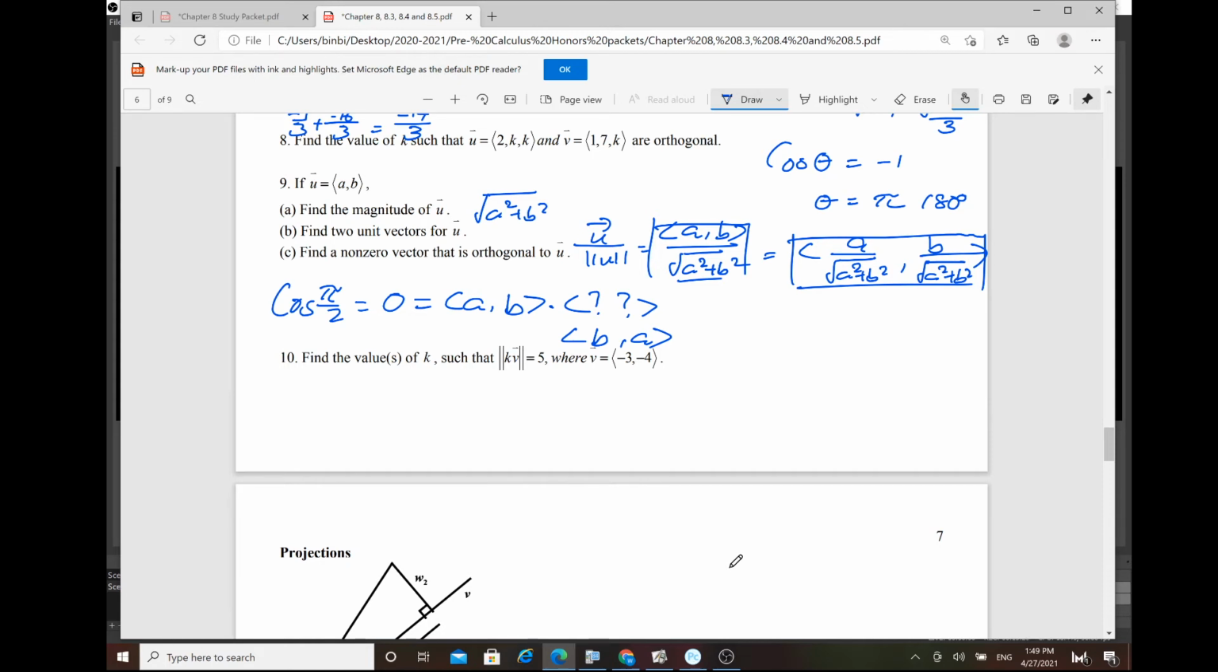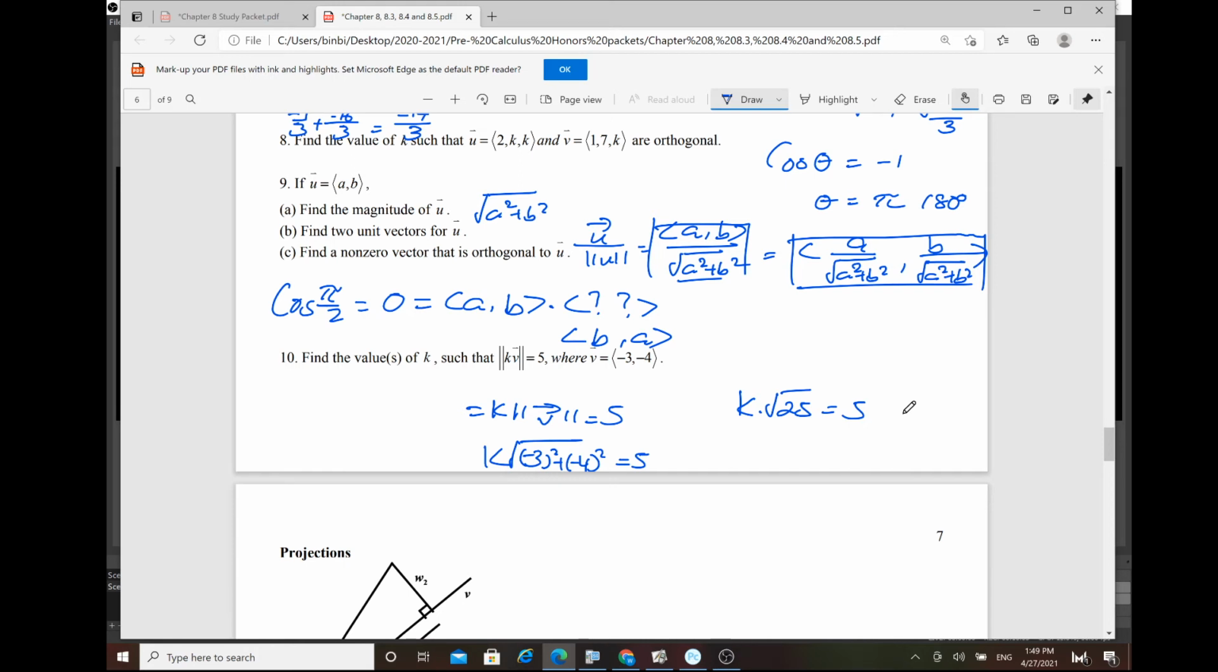Okay, so find the value of k such that the norm of k times vector v equals 5. So for v, it's negative 3, negative 4. There's one of the formulas showing k is a scalar, so we can always take out the value of k and then find the norm of v first. So the norm of v is the square root of negative 3 squared plus negative 4 squared. So k times 9 plus 16, which is root 25, so that equals 5.